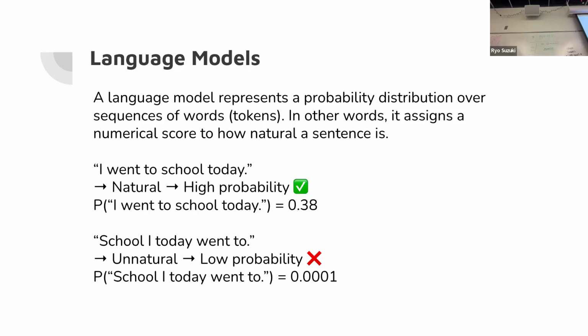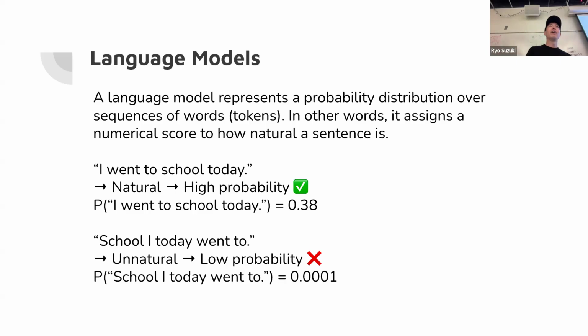So for example, "I went to the school today." This is very natural, right? But why natural? And then "school today, I today went to." This is not natural. But what do I mean by natural? It's the probability that this sentence exists in the world being higher. For example, 38% or something. And the probability that this other sentence exists in the world is, I don't know, 0.001. This is just a random number, by the way. It's the essence of what a language model is.